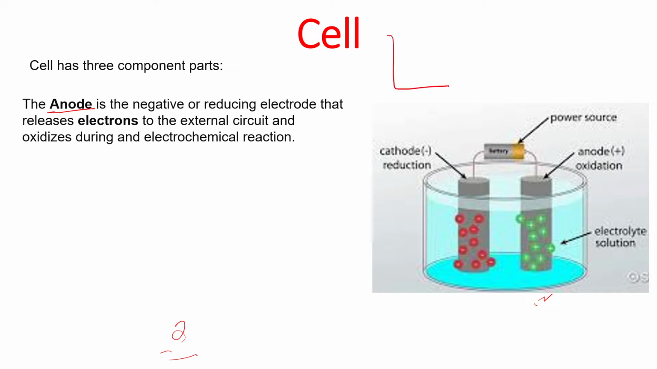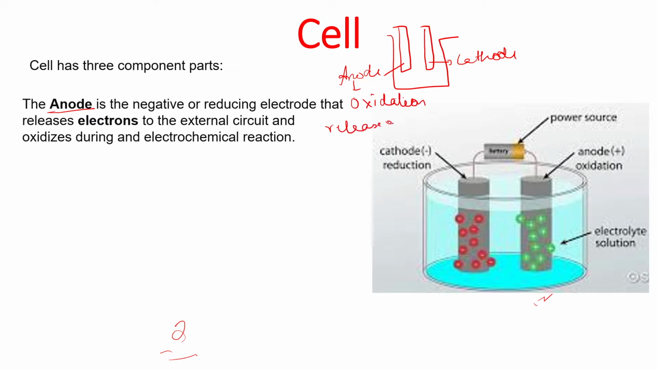Basically, in a cell, there are two electrodes and an electrolyte, as you can see in this figure as well. One is anode, another one is cathode. On anode, there is oxidation. Oxidation is basically release of electrons, and on cathode reduction happens. Reduction is basically gain of electrons.